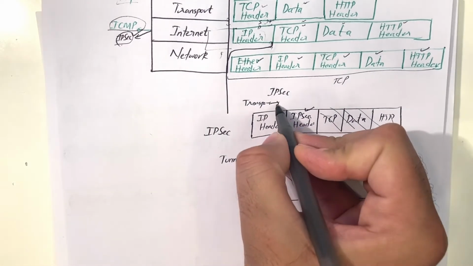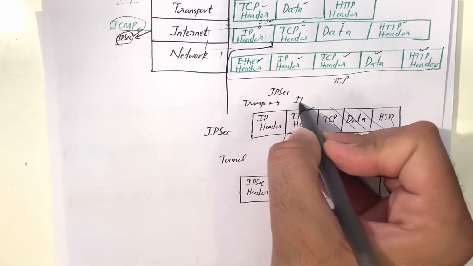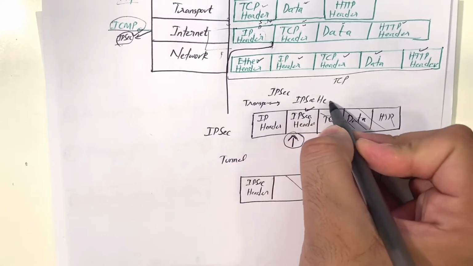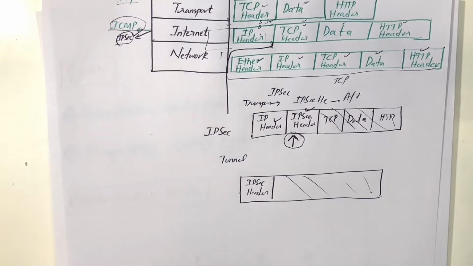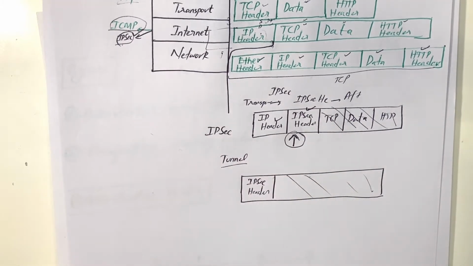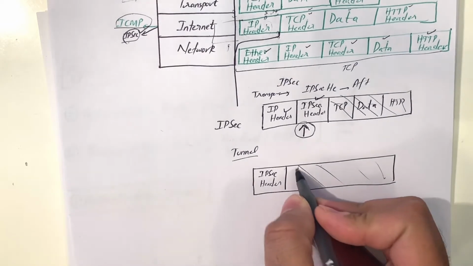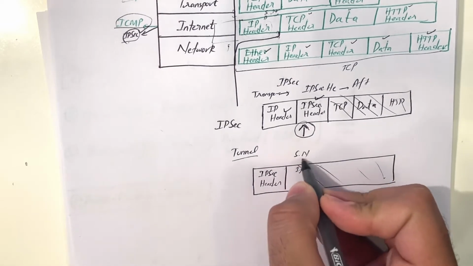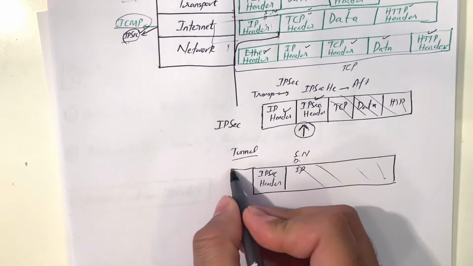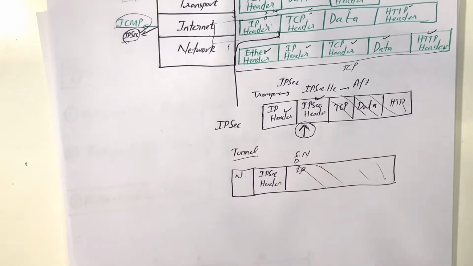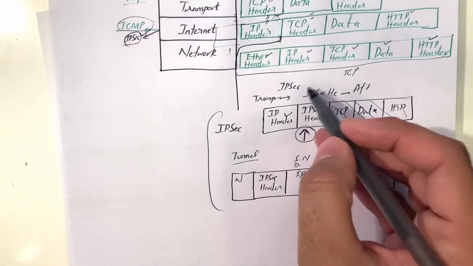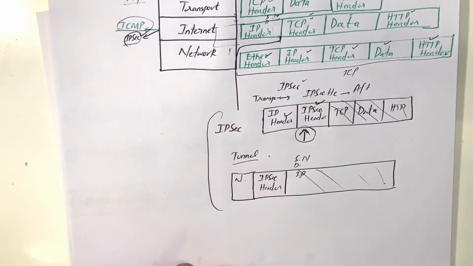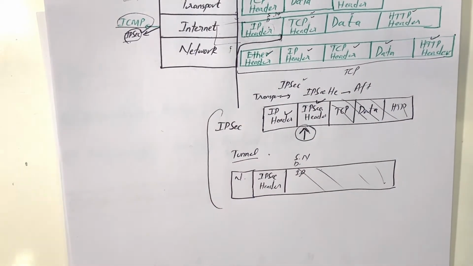So transport mode is where we inject the IPsec header after the IP header, and the IP header will not be encrypted. While in tunnel mode, the IP header will also be encrypted. And of course, if the IP header is encrypted, we don't know the source and destination, so we have to add another new IP header. This is what we discussed in the last video. Please do watch the last video if you're still struggling with this. Please let me know if you have any questions.